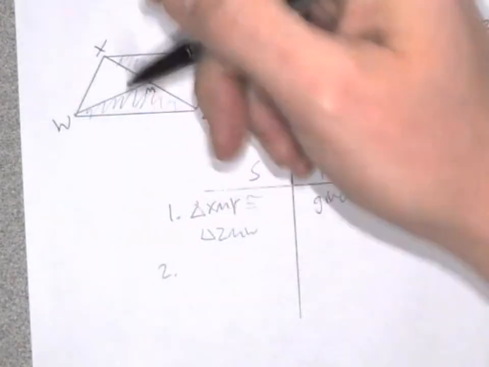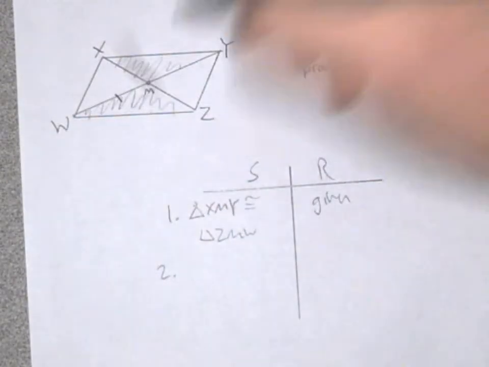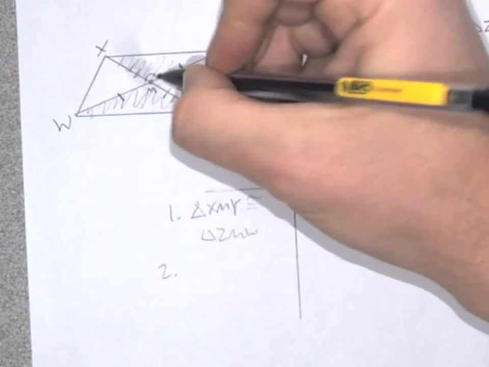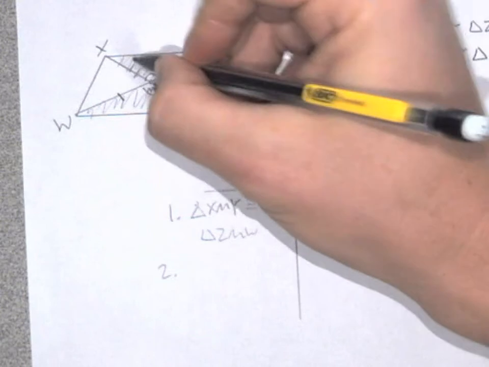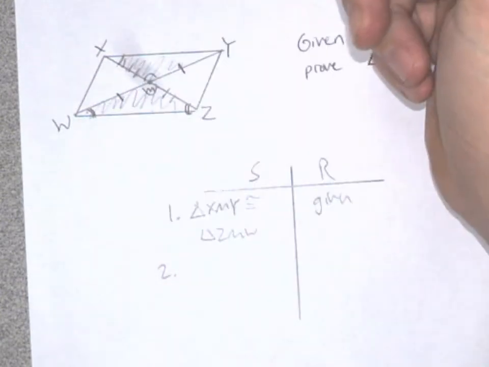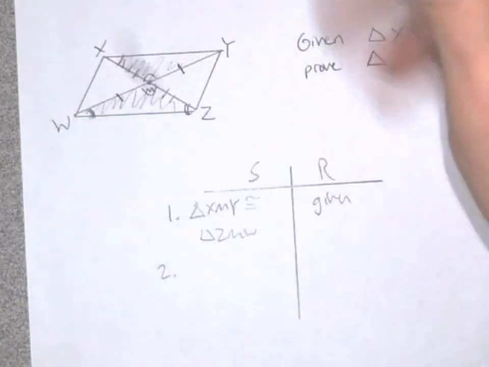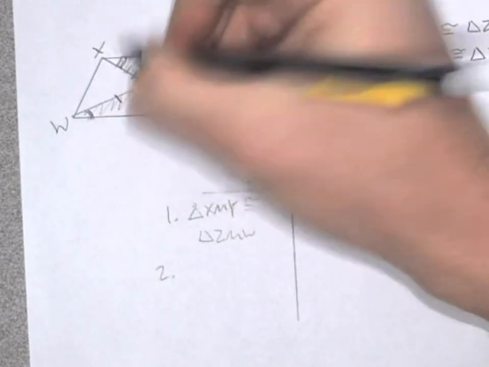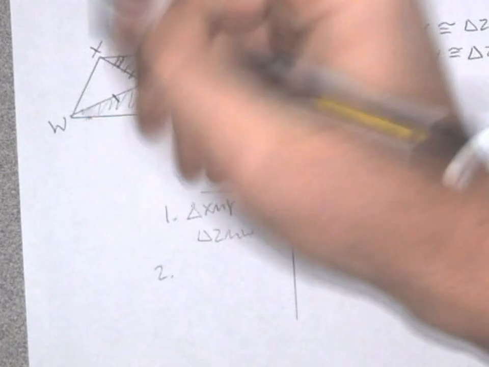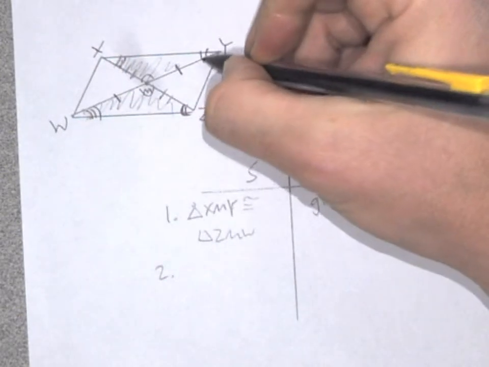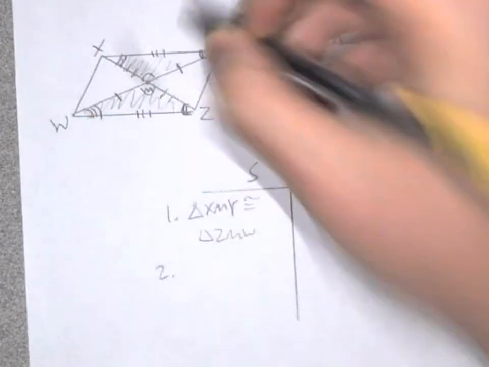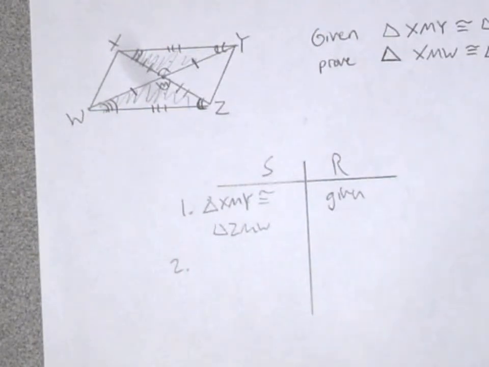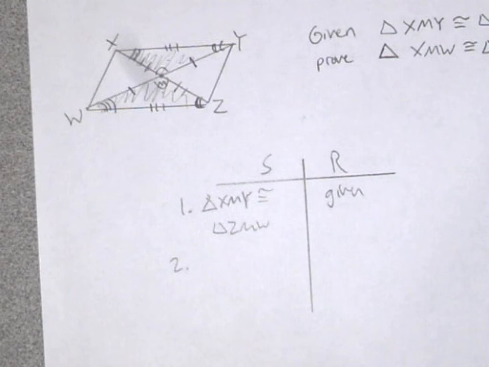CPCTC, which means that this guy right here is congruent to this guy, and this guy is congruent to this guy, right? And this angle is congruent to this angle, and this angle is congruent to this angle, and so on. Sorry, let me make sure I got the right ones. So these two and these two, and then these guys and these guys, and then this and this. So we get basically everything about these two triangles. All 6 pieces is what we get, right?